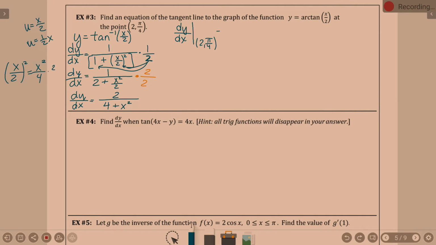So, 2 over 4 plus 2 squared? Yeah. 2 over 8. 2 over 8, which is 1 over 4. Okay? And then you do the y. y minus 1 fourth times quantity x minus 2. Plus 5 over 4.